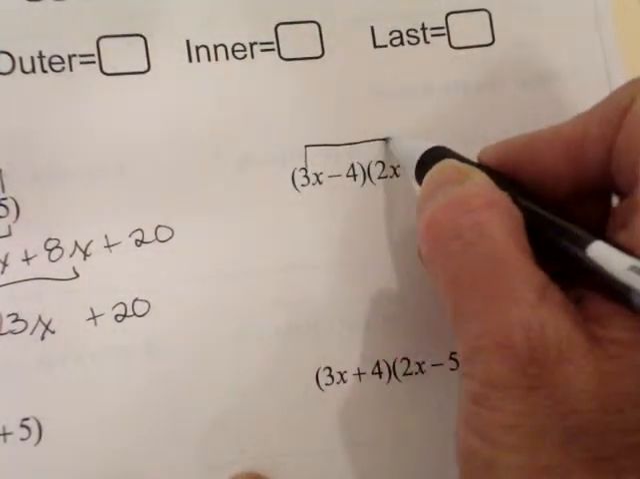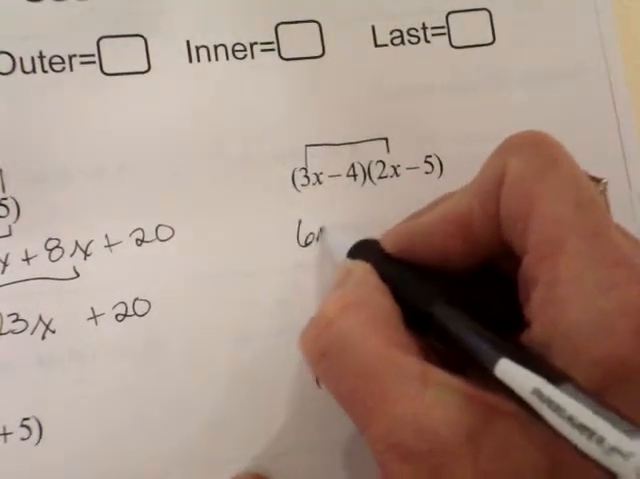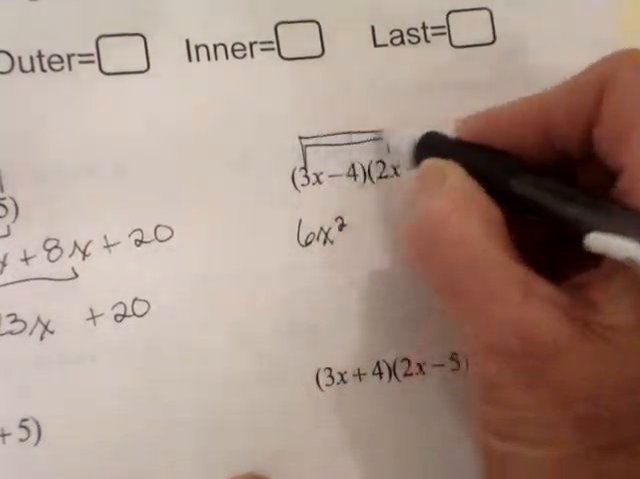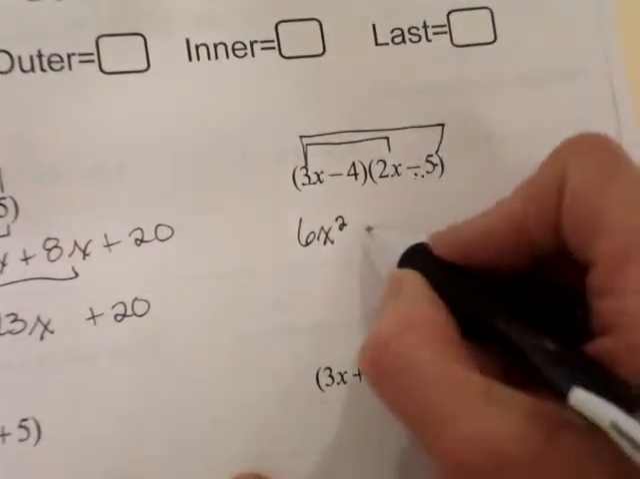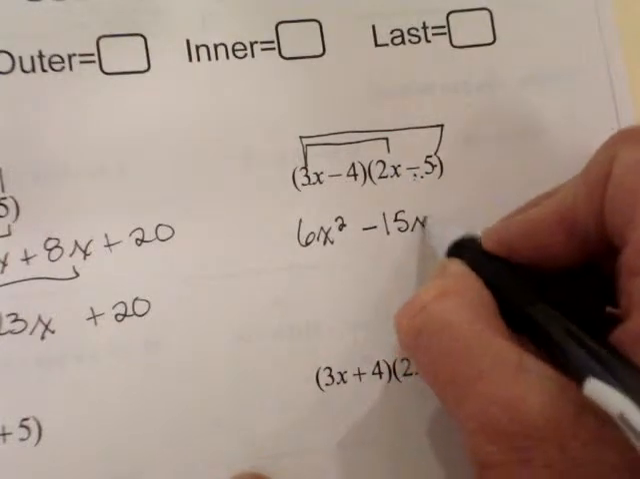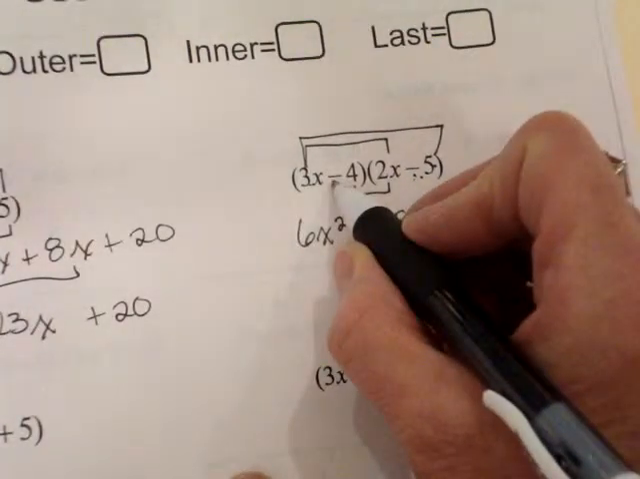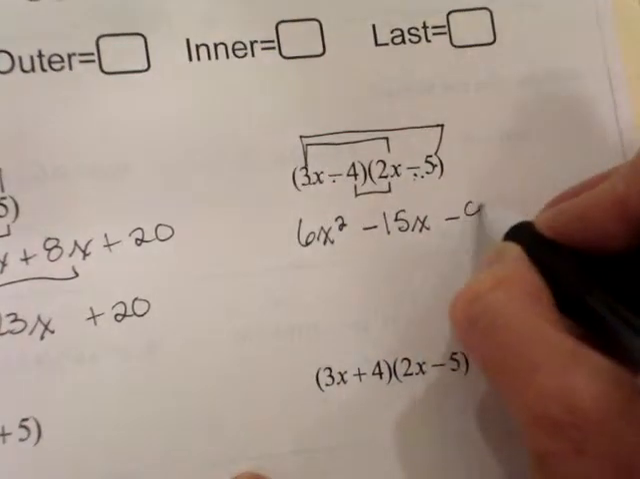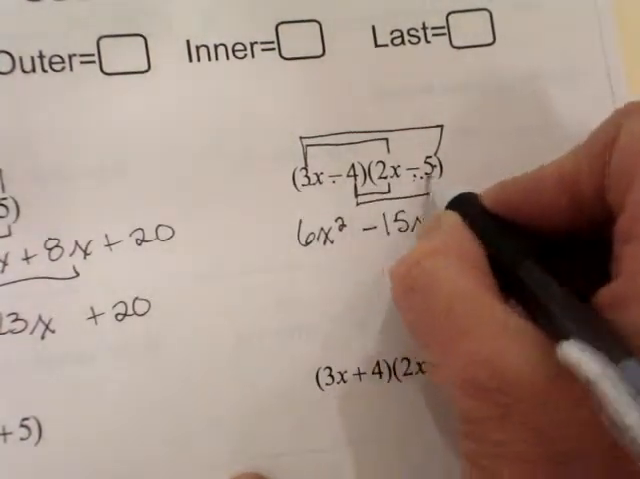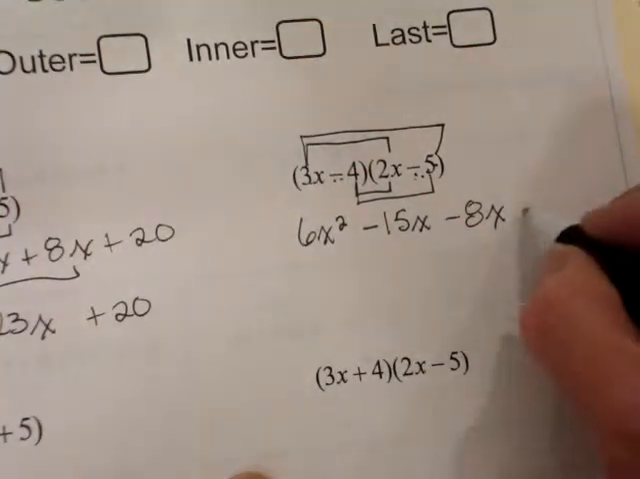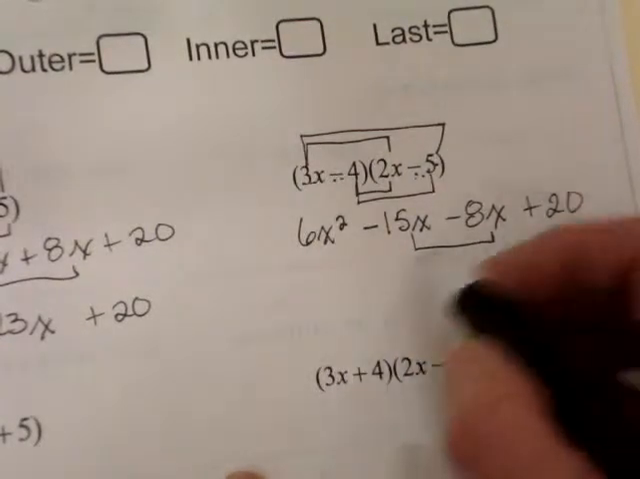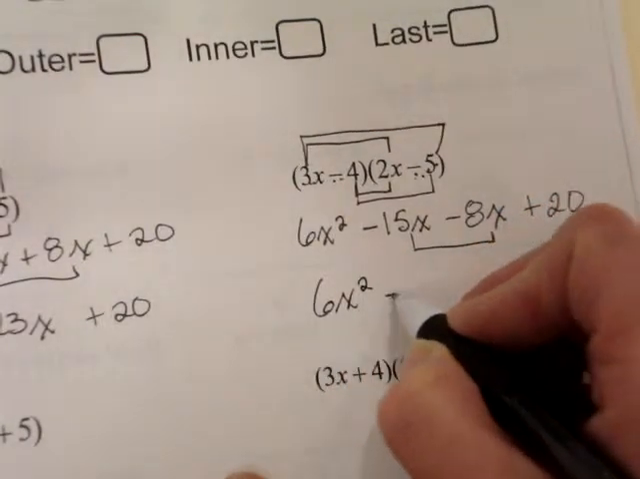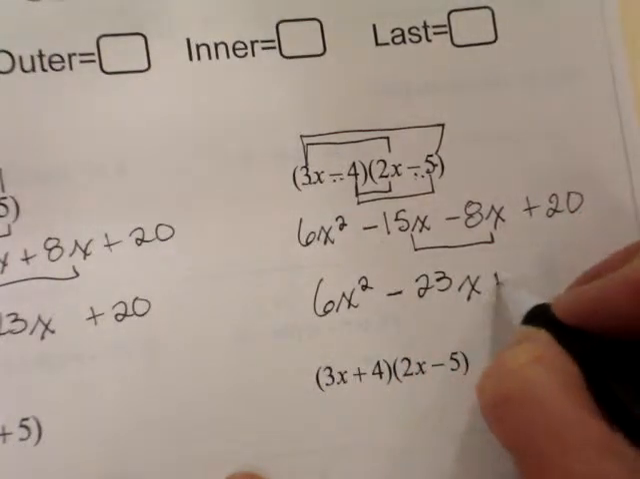So my first is the 3x times 2x, which is 6x squared. My outer is the 3x times negative 5. Make sure you carry that sign with it. So it's minus 15x. My inner has negative 4 times 2x, which is negative 8x. And my last is negative 4 times negative 5. Make sure you check those signs, too. And I have plus 20. And then I combine my middle terms that are like terms, and it becomes 6x squared minus 23x plus 20.